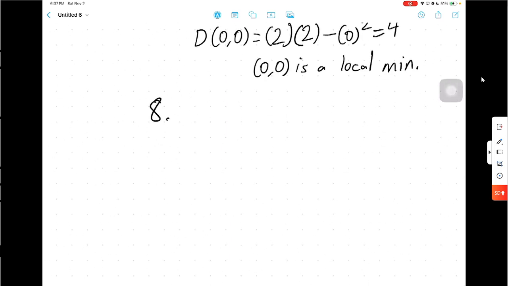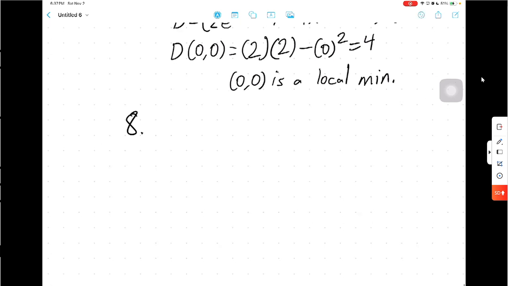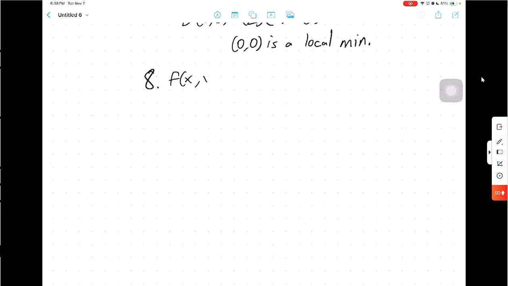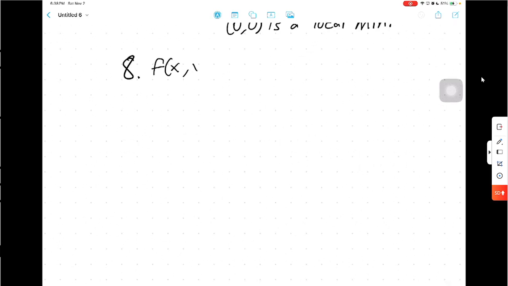All right, time for the worst one on this list. This is the critical points and then the absolute extrema on a trapezoid. And just skip this one, honestly, for your own sanity. We still got like another hour, almost 2 hours to go.